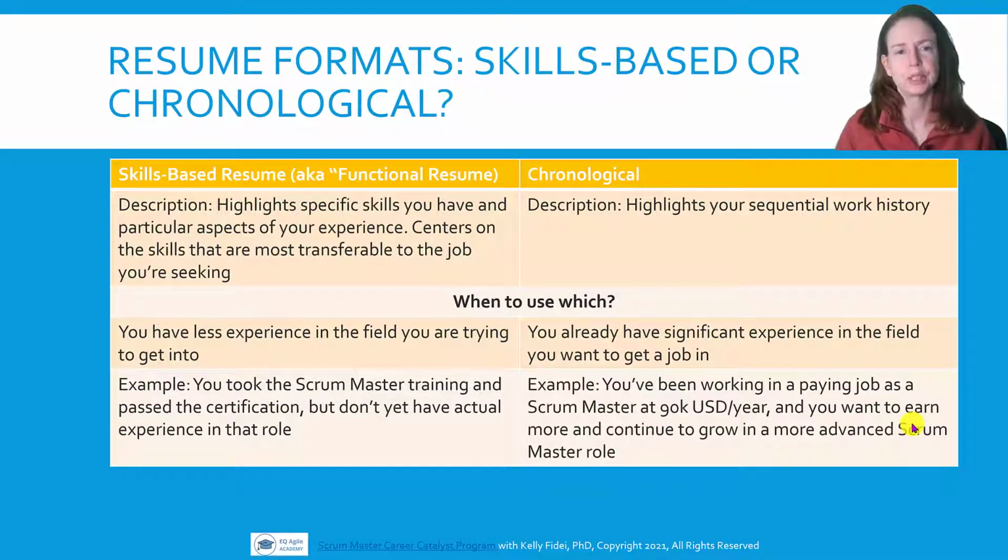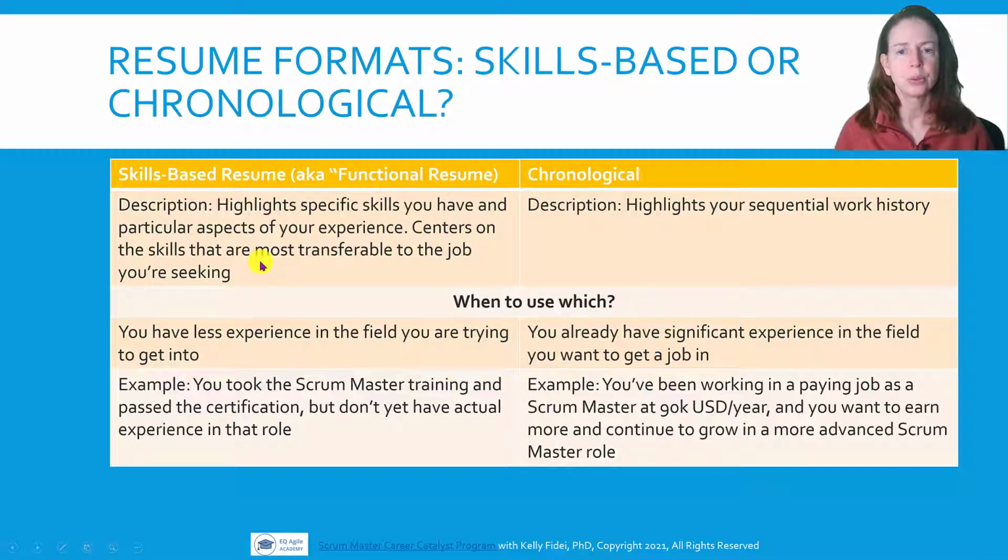So the skills are the first thing that people see. So what are the differences? On the left, where my mouse is moving, the skills-based resume or a functional resume, it just highlights your specific skills at the top, and it focuses on skills of the job you're seeking, like Scrum Master skills, like removing impediments. The chronological resume, on the other hand, right over here, highlights your sequential work history. So if your last 5 jobs were working as Scrum Master, the chronological resume format might be right for you. But if you haven't had any or many paying Scrum Master jobs, I would strongly recommend doing the functional format.